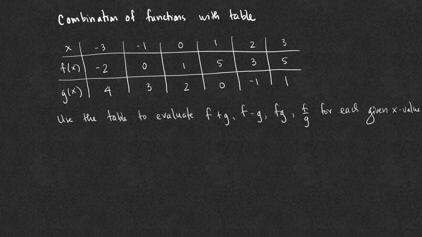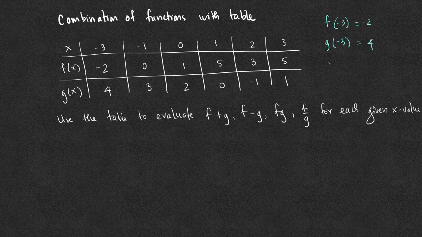We will need to do this for each of the x values, x equals -3, -1, 0, 1, 2, and 3. In this video, we will simply do a couple. First, the way that we read this function table is that f of -3 is -2, g of -3 is 4. So again, from the table, when x equals -3, if we plug -3 into f, we get -2. g of -3 is 4.